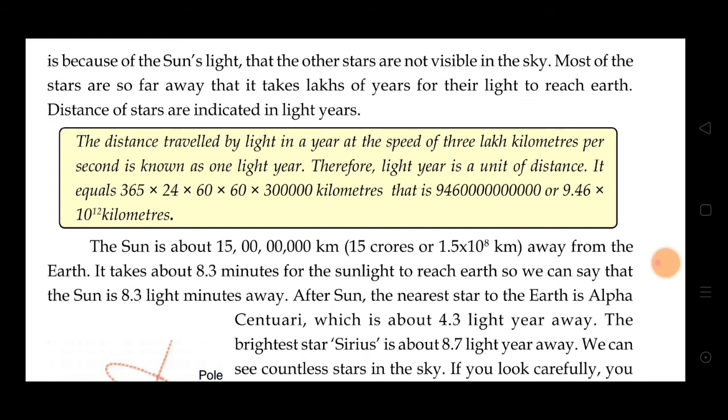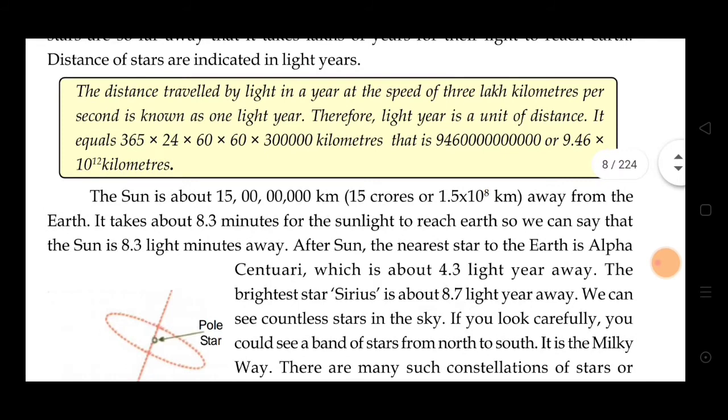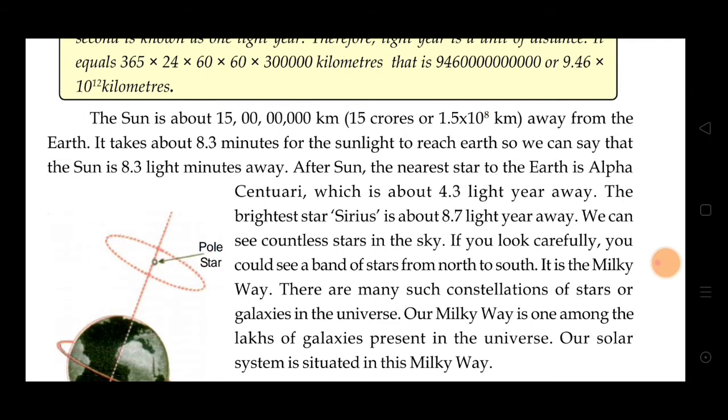It takes about 8.3 minutes for the sunlight to reach Earth, so we can say that the sun is 8.3 light minutes away. After the sun, the nearest star to Earth is Alpha Centauri, which is about 4.3 light years away. The brightest star, Sirius, is about 8.7 light years away. We can see countless stars in the sky.